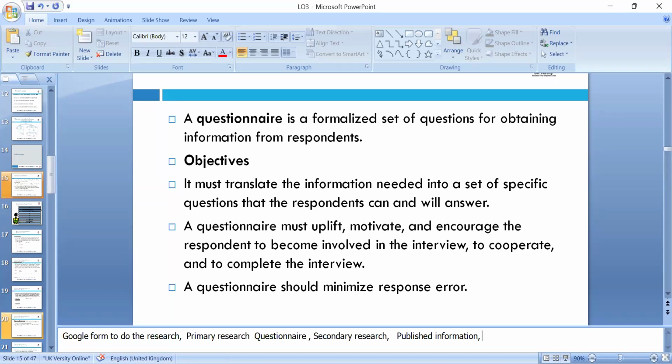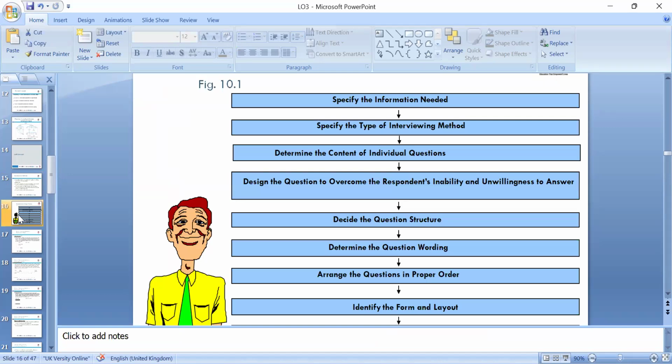The objective is to translate the information needed into a set of specific questions that respondents can and will answer. The questionnaire must uplift, motivate, and encourage, not discourage. We can do interviews, and we can use Google Form, SurveyMonkey, and various other tools to collect the data, or we can use observation methods. The observation method is also very important for research purposes.